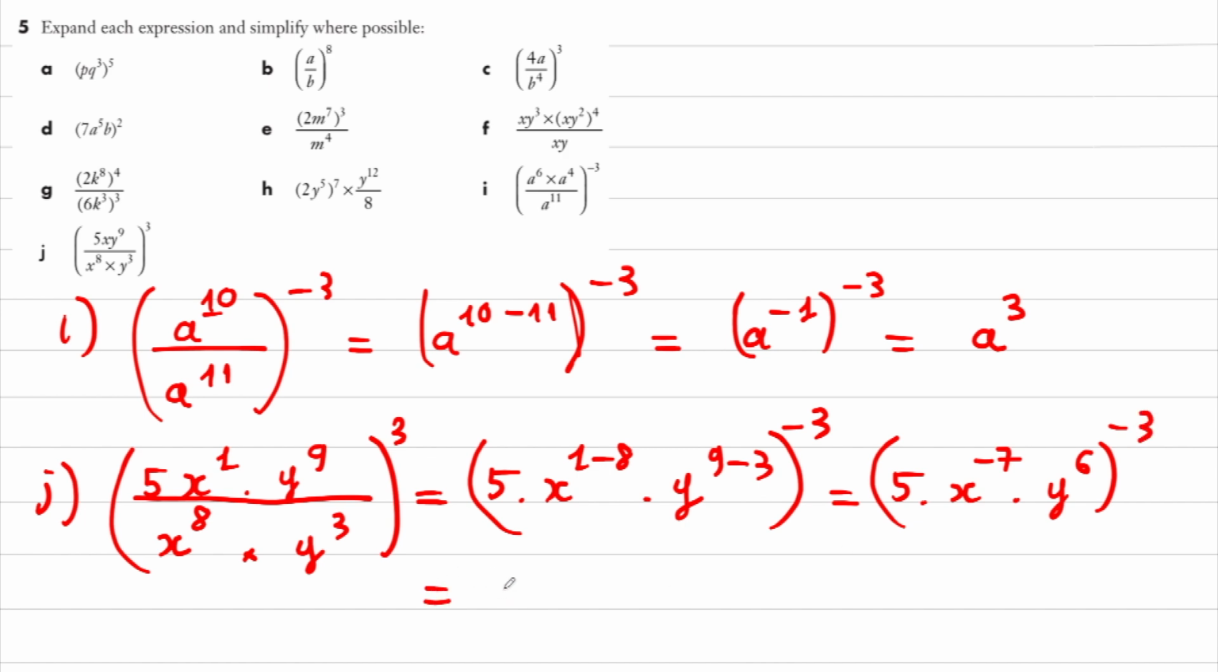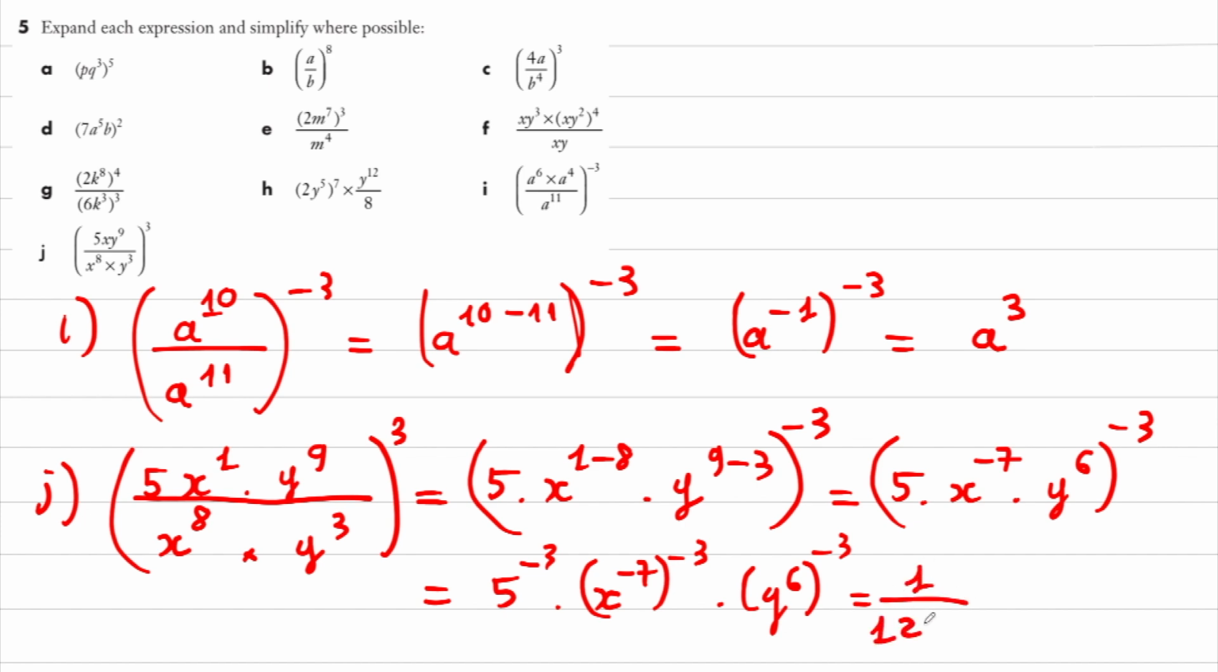3 base number, right? 5 to power of minus 3, x to power of minus 7 and minus 3 outside this bracket, and y to power of 6 and minus 3 outside this bracket, and then you got here 1 over 125. X here you got 21, because minus 7 times minus 3 equal to 21. And about y you got here minus 18 like this. So we finish question J.